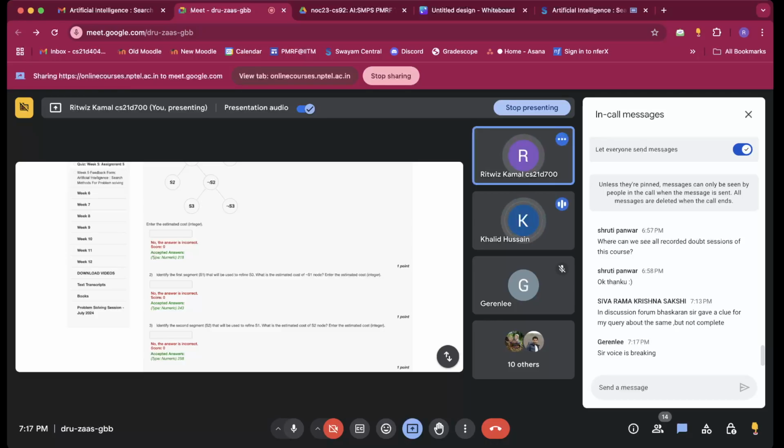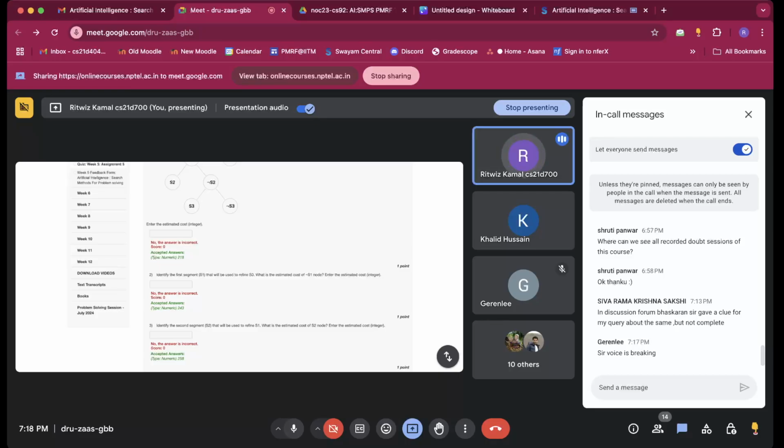I'll address this one by one. First, regarding your posting to the discussion forum, I would suggest that along with your query, you also post some partial solution, because I have noticed that Bhaskaran sir is able to help more properly if you have a partial solution at hand. Otherwise, it's also difficult for him to pinpoint where you are facing the problem, right? So I'd encourage you to give a partial solution as well.